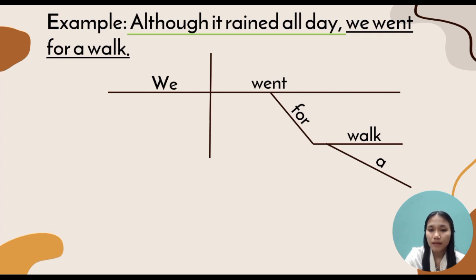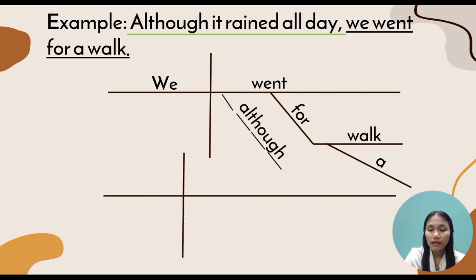And next, again, although is our subordinating conjunction, that is why we are going to make use of our broken line. And again, it rained all day.